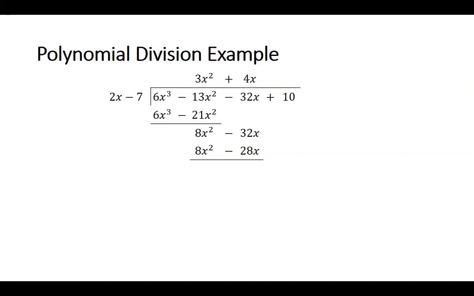And then negative 32x minus negative 28x, so negative 32x plus 28x gives us negative 4x. Bring down the next term, plus 10. How many times does 2x go into negative 4x? Negative 2 times. Negative 2 times 2x gives you negative 4x. Negative 2 times negative 7 gives you 14. Subtract: negative 4x minus negative 4x gives you 0. 10 minus 14 gives you negative 4. So now there's nothing else to divide.